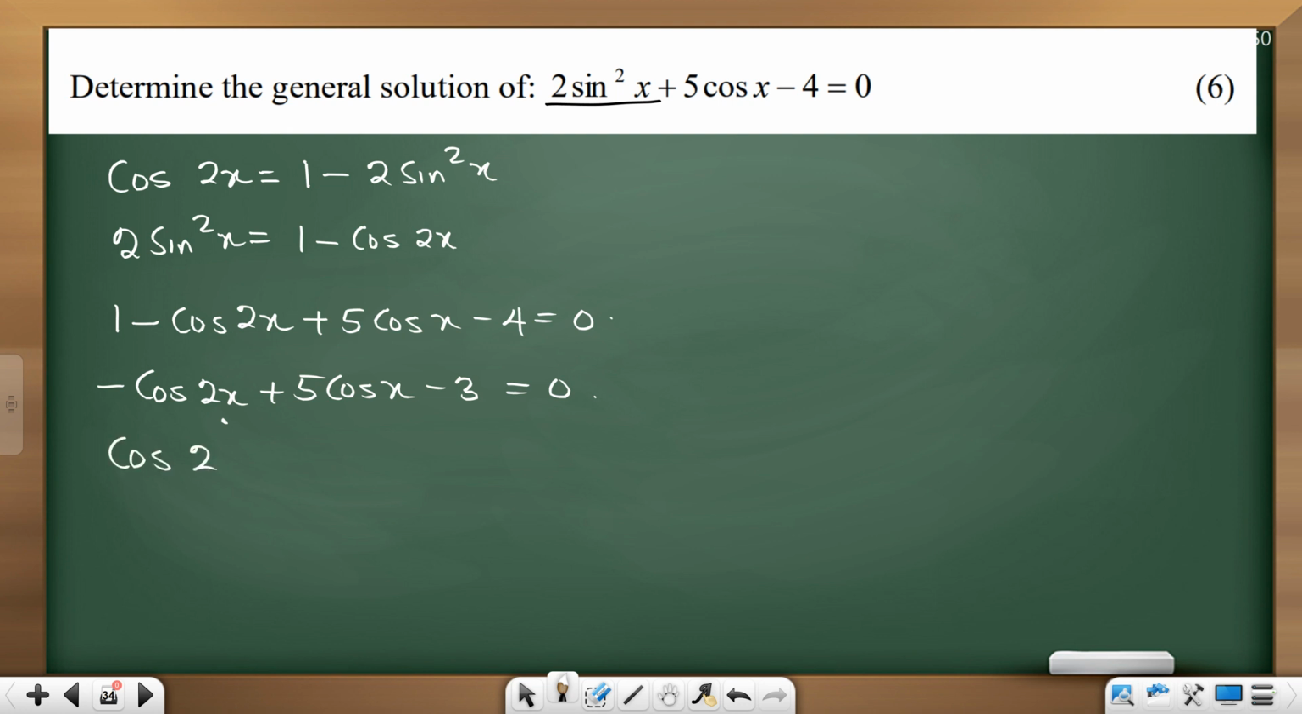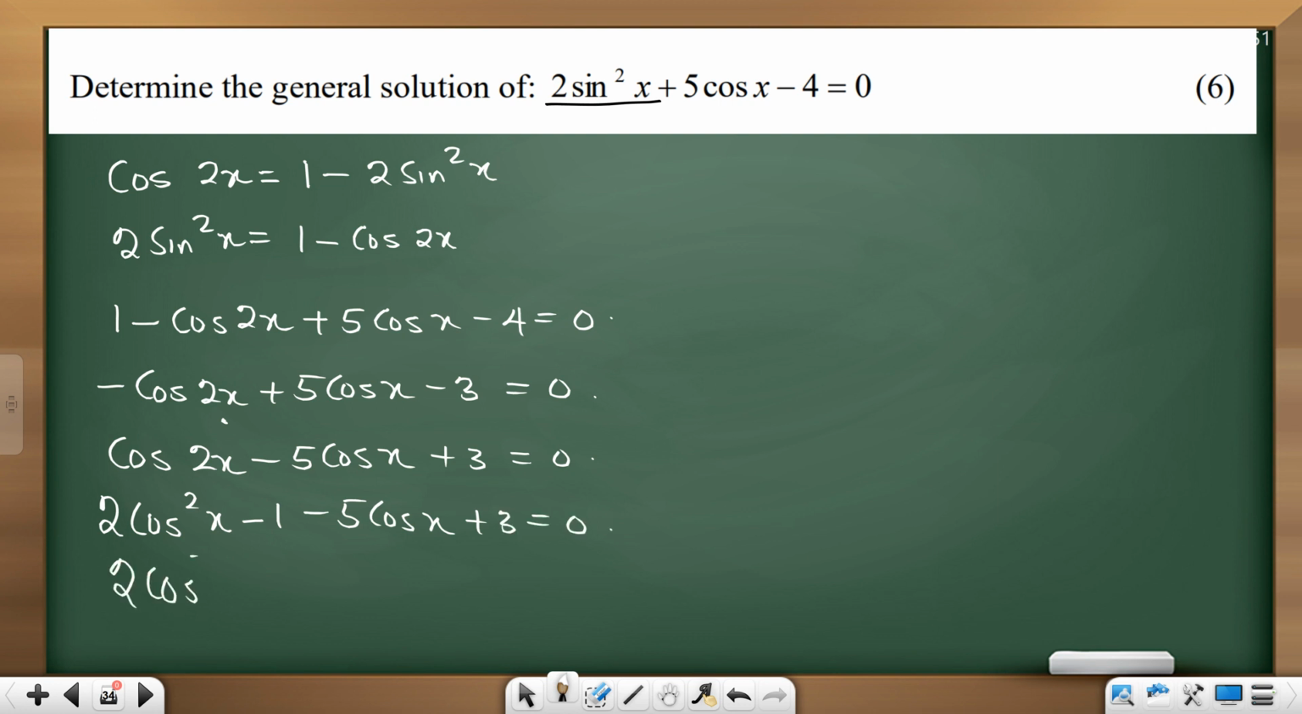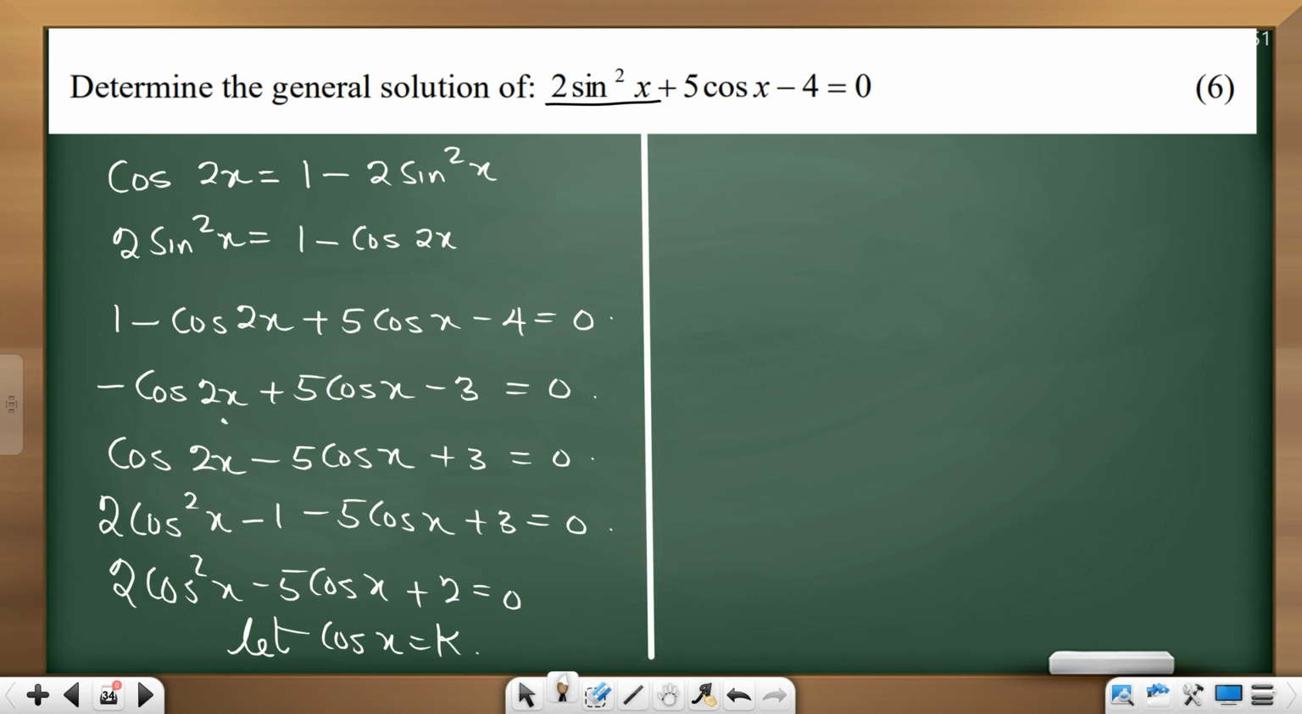What is this? Cos 2x minus 5 cos x, it's kind of a trinomial, plus 3. What is cos 2x? 2 cos squared x minus 1 minus 5 cos x plus 3 equals 0. What do we have? 2 cos squared x minus 5 cos x, 3 minus 1 plus 2. All right, look. Let cos x be equal to k. We're done. What do you have? 2k squared minus 5k plus 2.